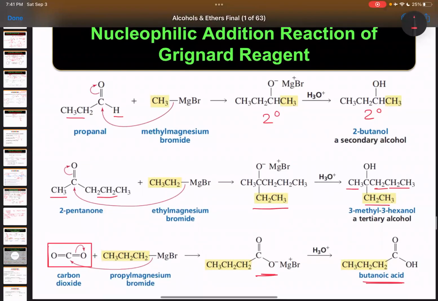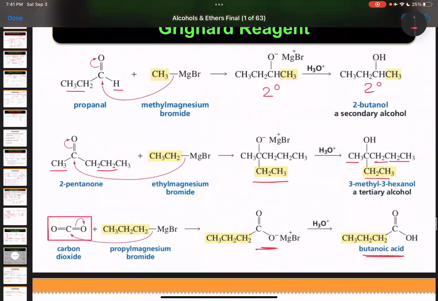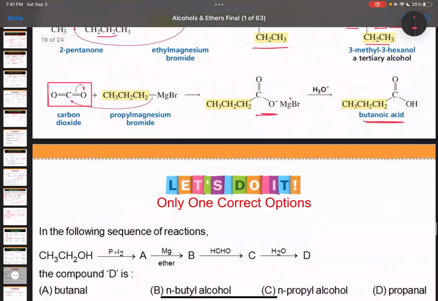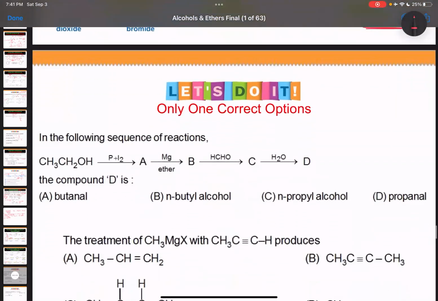Is it clear? So let me quickly review. With formaldehyde, you are going to get a primary alcohol with one more carbon atom. With any other aldehyde other than formaldehyde, you are going to get a secondary alcohol. And with ketone, you are going to get a tertiary alcohol. Is it clear? Okay, so let's do these problems.